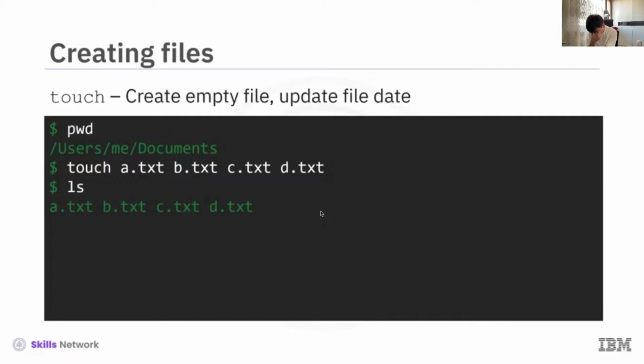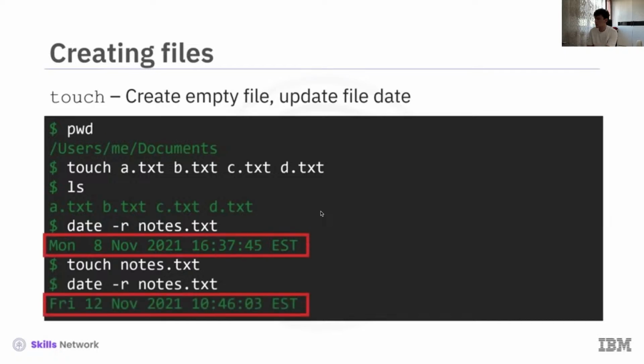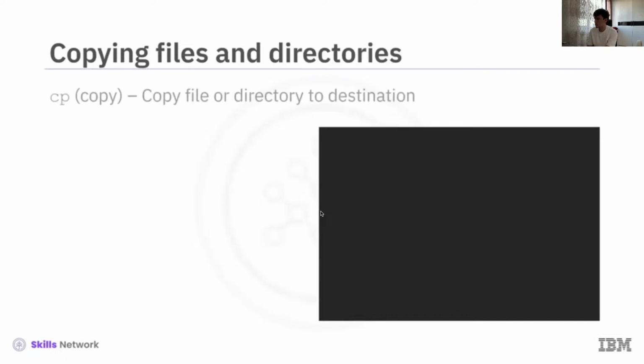You might be wondering what the touch command does to an existing file. Suppose your current directory contains a file called notes.txt. You can see when it was last modified using date -r notes.txt. If you use the touch command on notes.txt, you can see that its last modified date updated to the current time. The cp command allows you to copy a file or directory.